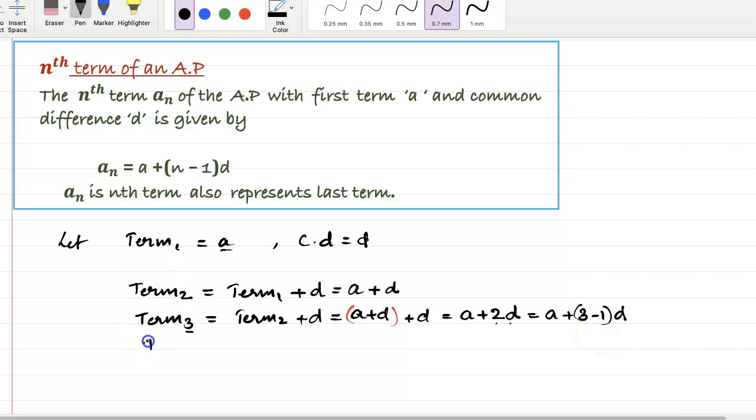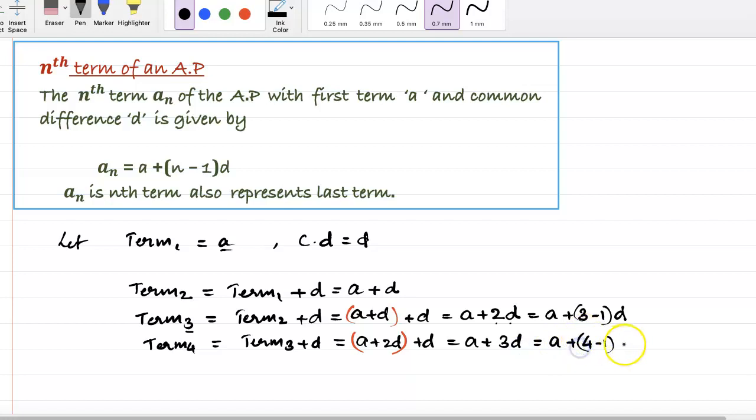Let us see how to find term 4. So term 4 is term 3 plus the common difference. Term 3 is A plus 2D, plus the common difference. So it becomes A plus 3D, which means A plus 4 minus 1 into D.